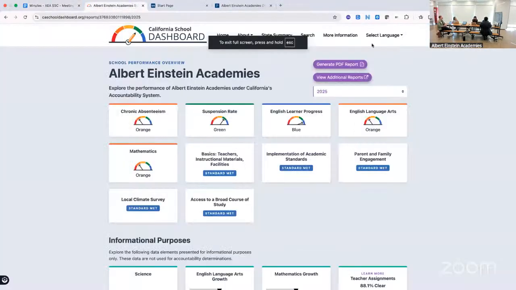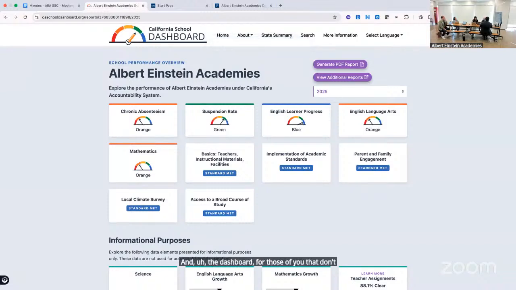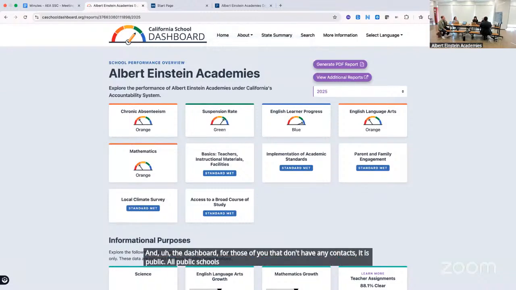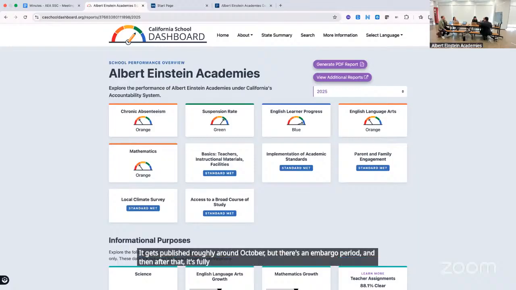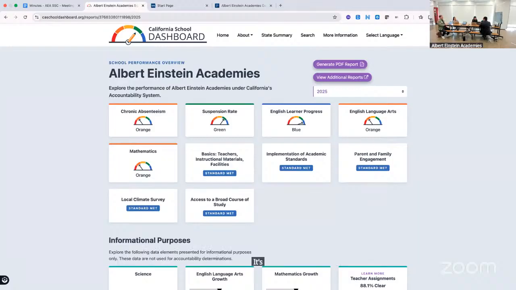And the dashboard, for those of you that don't have any context, it is public. All public schools are on the California dashboard, and it's something that's reported every year. This is obviously last year's data. So after the spring testing data, it gets published roughly around October, but there's an embargo period. And then after that, it's fully published public by around November. It's up to the state when they release the data. So, but all of this data currently is basically from last year. So no students of this year, but all of last year's data.